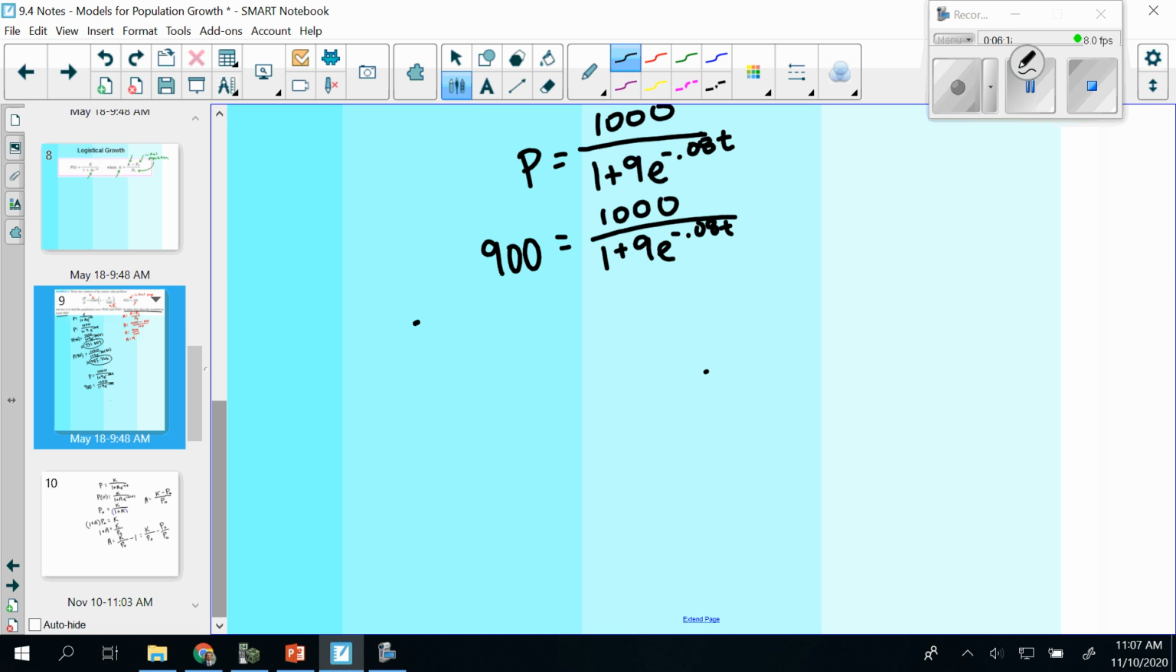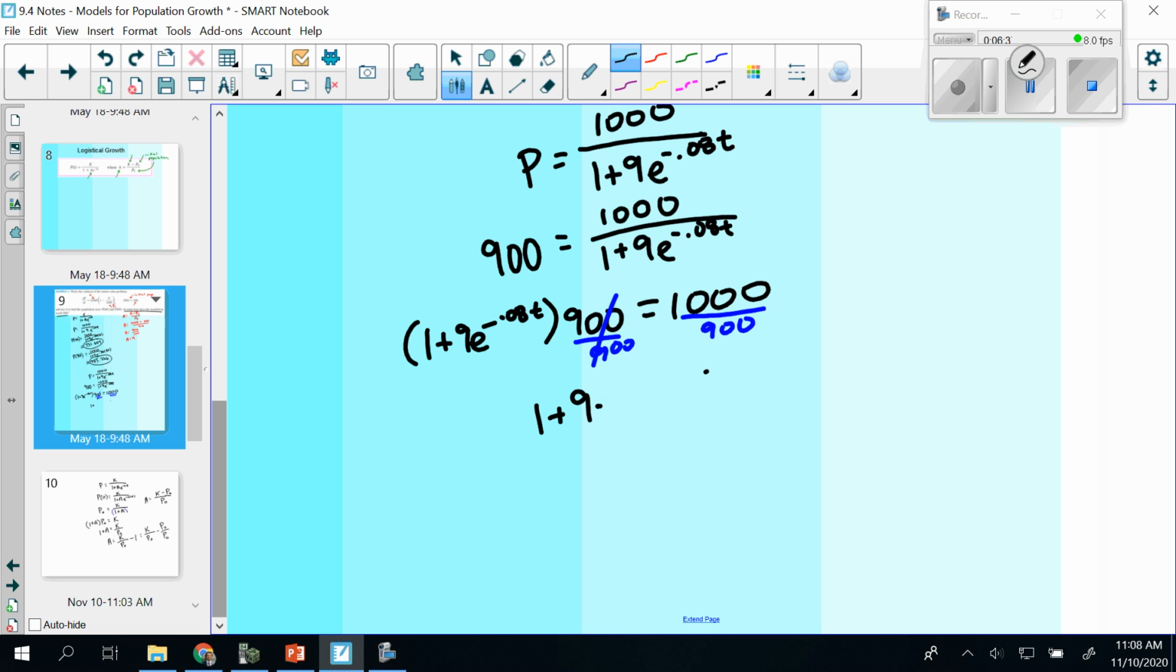So now we've got 1 plus 9e to the negative 0.08t times 900 equals 1,000. Let's divide by our 900. That'll help us simplify here. So now we've got this equals, this would simplify down. We could cross some of those zeros out to just 10 over 9.